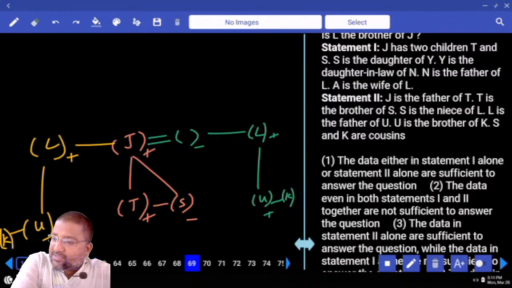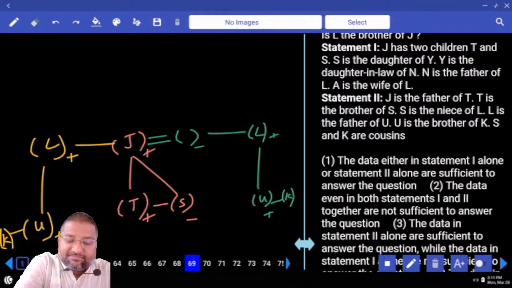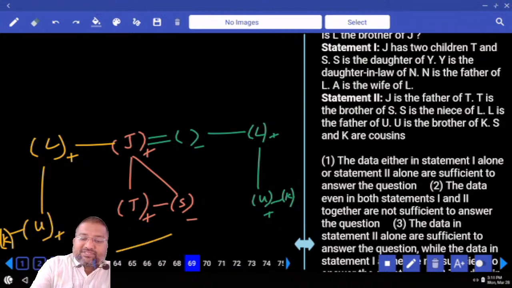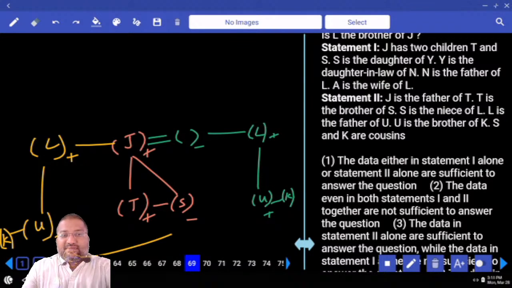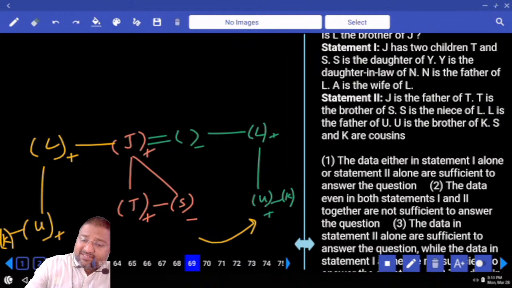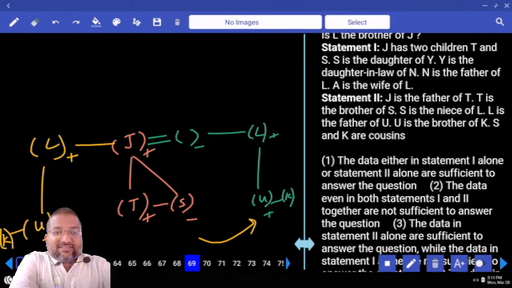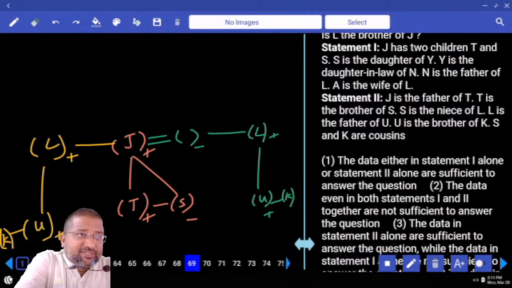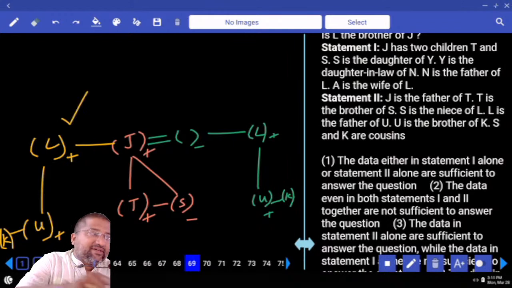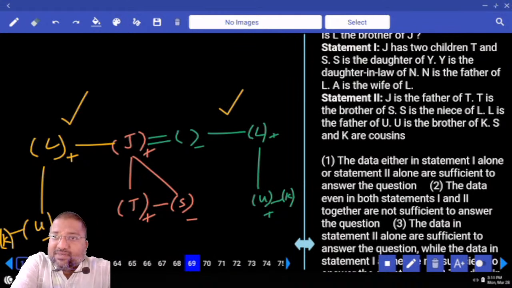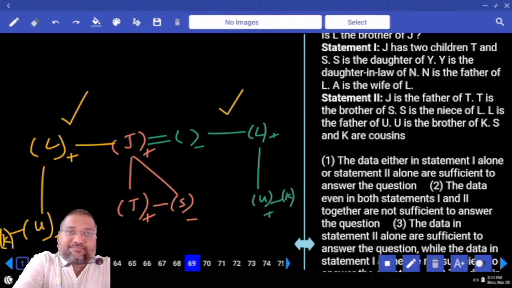Next, S and K are cousins. Obviously, if I go to this side, S and K are cousins. And if I go to the other side also, S and K are cousins. How many possibilities am I getting? 2 different possibilities. So is L the brother of J? Here it is yes. Here it is no. Am I getting the answer? No.